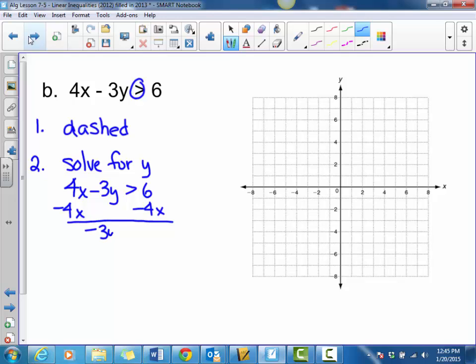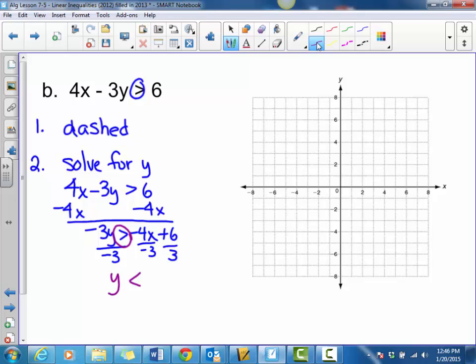Remember, I'm going to keep my x term first. So I have negative 3y is greater than negative 4x plus 6. Now I have to divide every term by a negative 3. Remember, I'm dealing with inequalities. What happens when you divide by a negative? Yeah, exactly. I need to flip that.